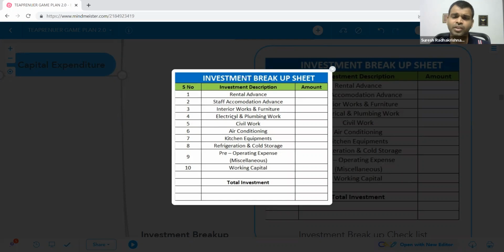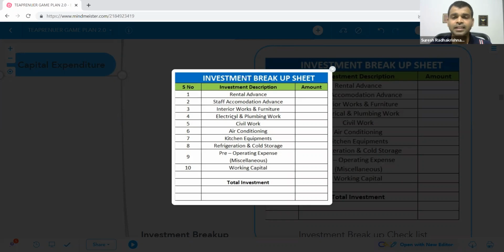Refrigeration and cold storage. The operating expense, like some miscellaneous expense, and then working capital. So calculate your rental. If you are employing 3 people, calculate salaries, rough figure. And then put your total investment. That's the investment breakup sheet.